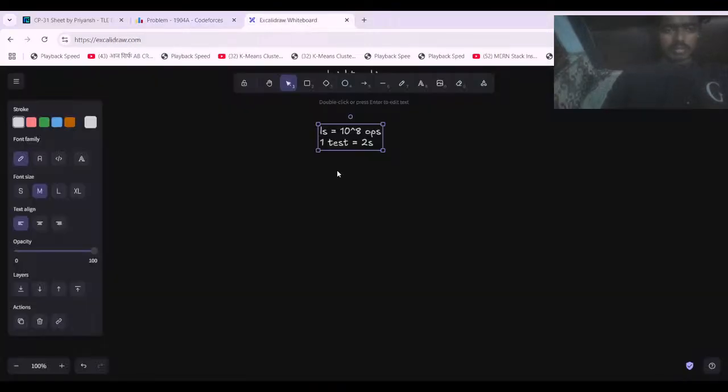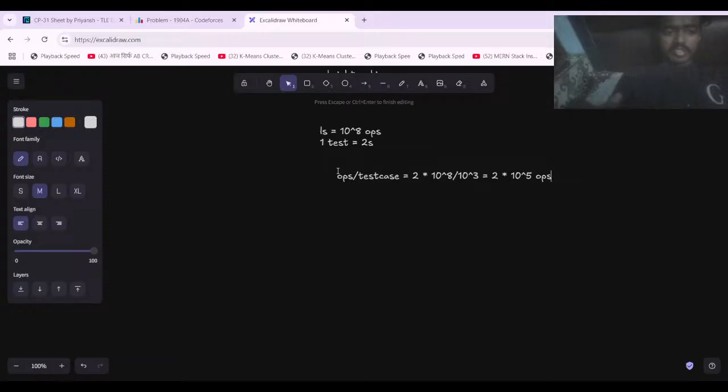I ask you, what is the number of operations you can actually perform for every test? It is about 2 into 10 to the 8, or 2 into 10 to the 5 operations, so I get that in every test case.